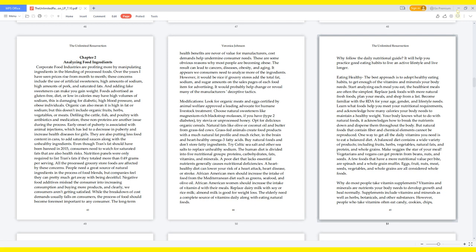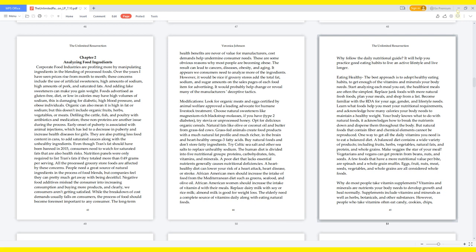Defiling the cattle, fish, and poultry with antibiotics and medication, these non-proteins are another issue during the process. Early onset of puberty is associated with animal injections, which has led to a decrease in puberty age and increased health diseases for girls. They are also putting less food content in cans, to add saturated sauces along with the unhealthy ingredients.